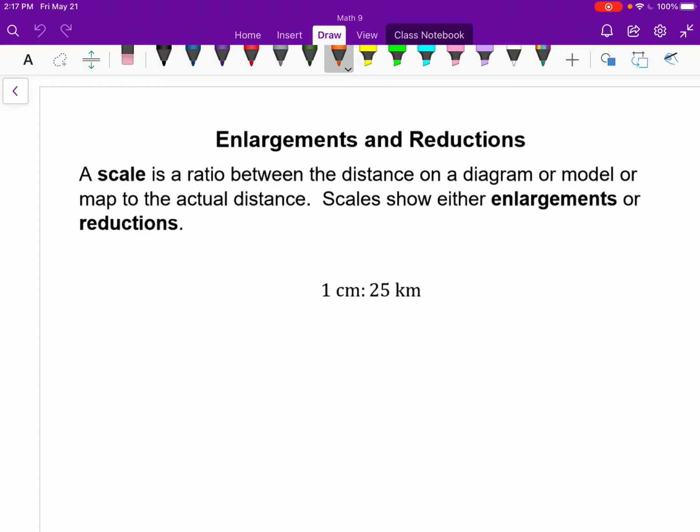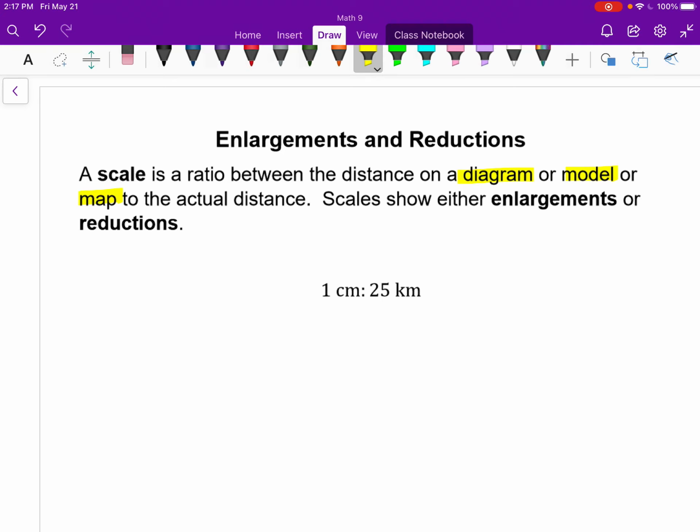Right, so looking at enlargements and reductions, which usually refers to scale diagrams of some sort. And there's many types of scale diagrams, for example, a diagram, a model, or a map. These are all the scales. They're a smaller or larger depiction of some actual object or distance.